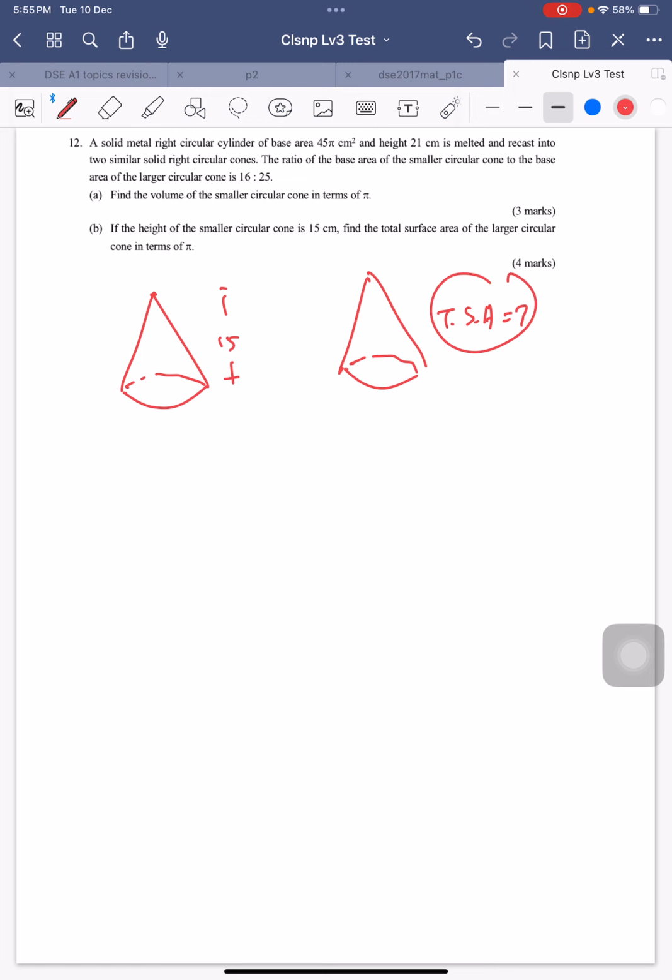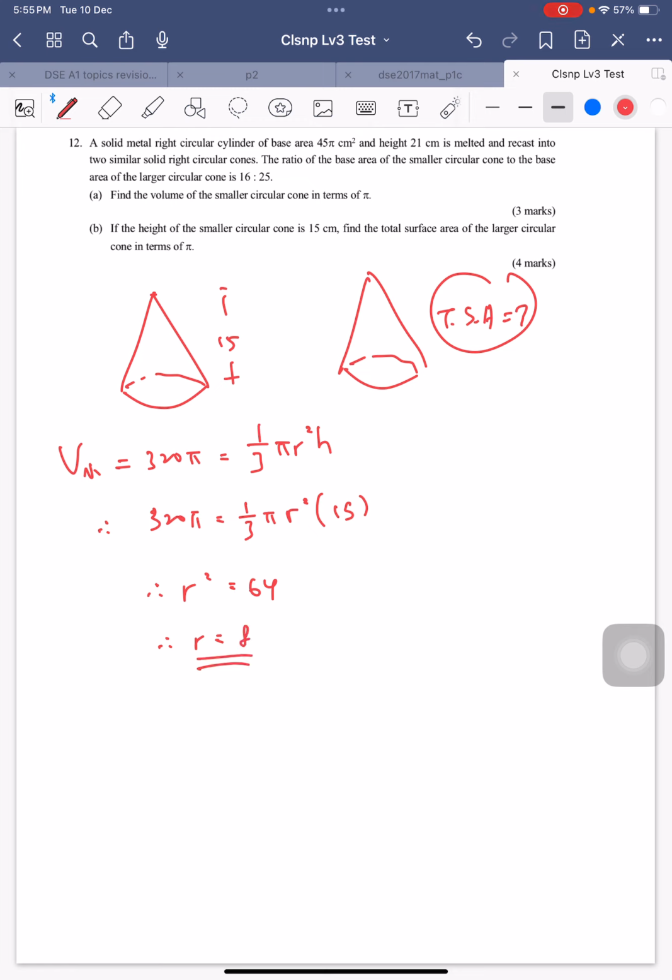As we found in part A, the volume of the small cone is equal to 320 pi, which can be set into 1 over 3 pi r squared times the height. So 320 pi equals 1 over 3 pi times r squared, with the height given as 15. After you use the calculator, r squared is equal to 320 times 3 divided by 15, giving you 64. So r is positive, so we just take r equal to 8.